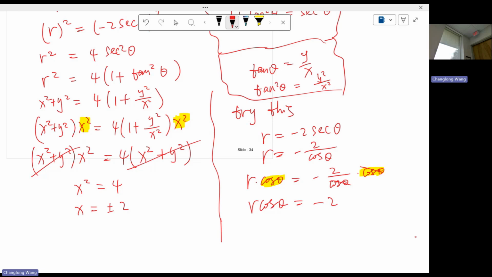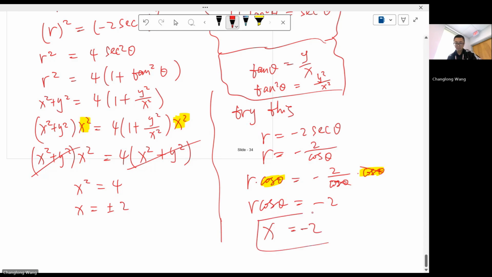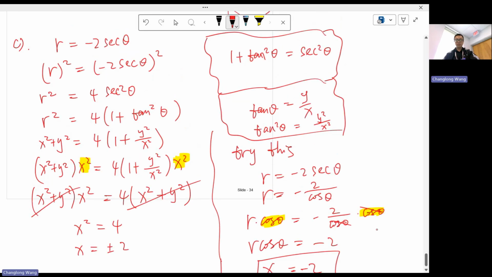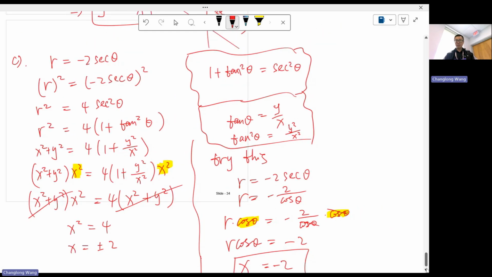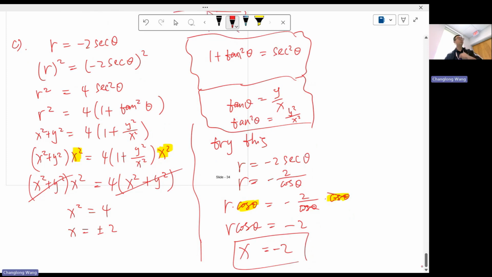Yeah, and we'll see why we got +2, and we'll realize later, in a smarter way, that x equals +2 is not a valid solution. But I'm glad you noticed that r times cosine theta is -2. Okay, so now let's reflect on what we just did, but with the smart way.